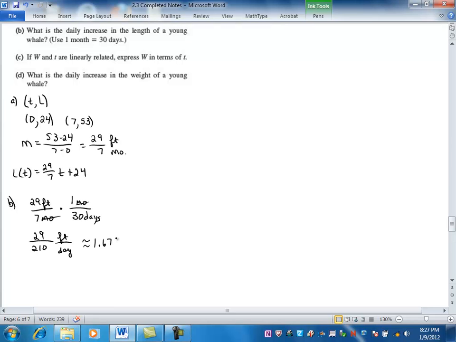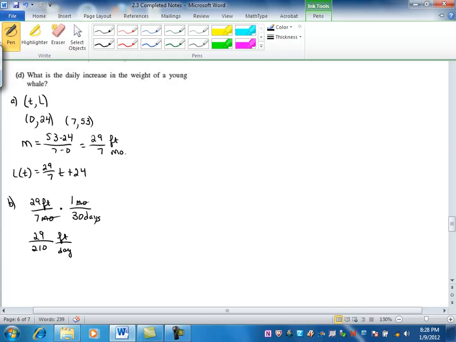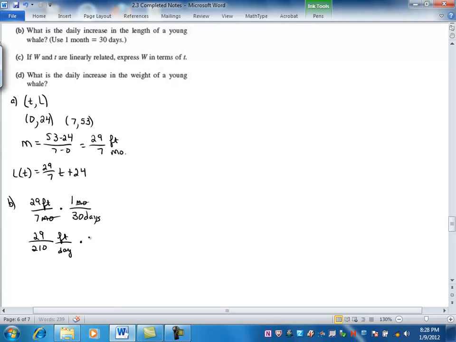Actually, I'm a little ahead of myself. This would be 29 over 210 feet per day, and that might be a little difficult to get a handle on. I wanted to go ahead and convert that to inches per day, 12 inches in a foot. So now my feet cancel, and this works out to be about 1.675 inches per day is about how fast this whale is growing.